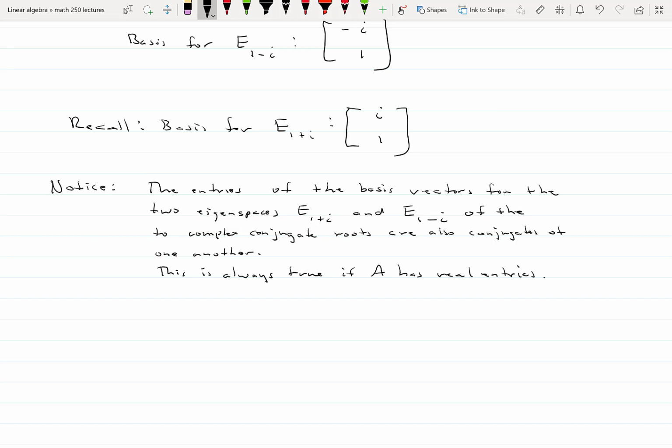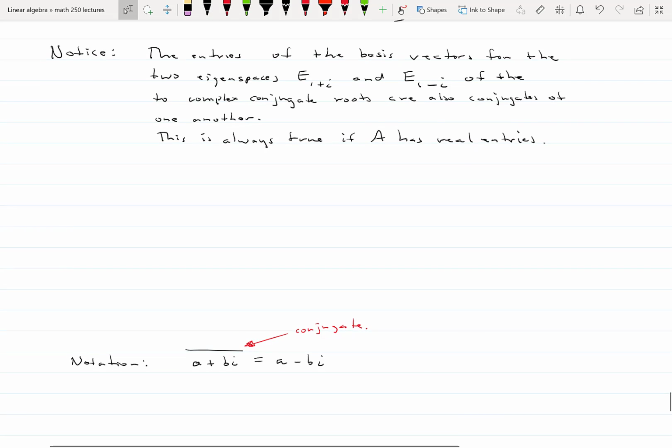This is always true. And that brings up our last theorem for this video segment. A little bit of notation. We're using a bar over the complex number for the conjugate. So the conjugate of 3 plus 4i is 3 minus 4i. Very common notation in complex analysis or complex variables to do that.